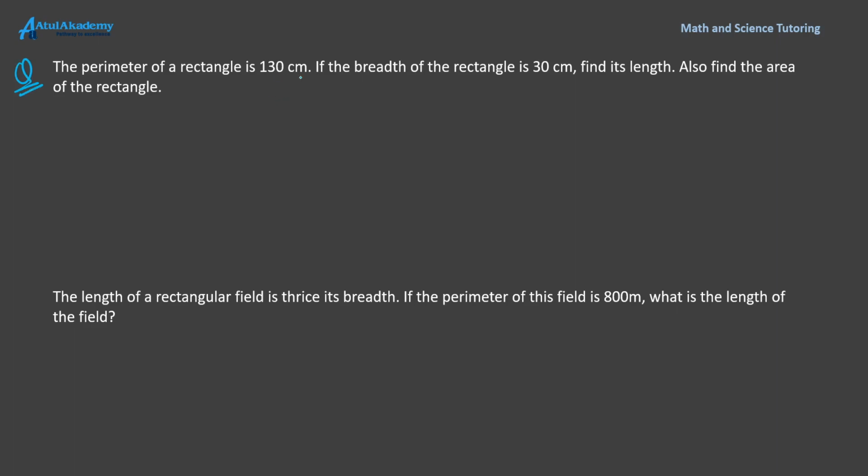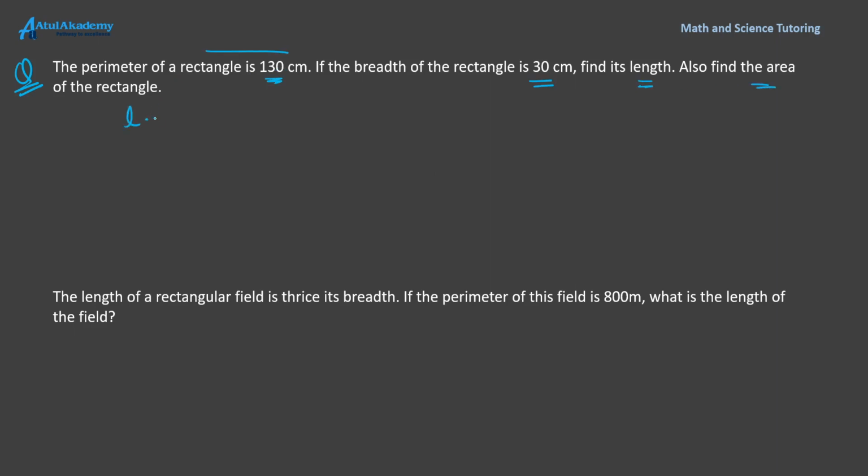This is where you'll use the formula that length is perimeter divided by 2 minus breadth, because here perimeter is given to you as 130 centimeter, breadth of the rectangle 30 centimeter. Find the length and also find the area of the rectangle. So let's go one by one.